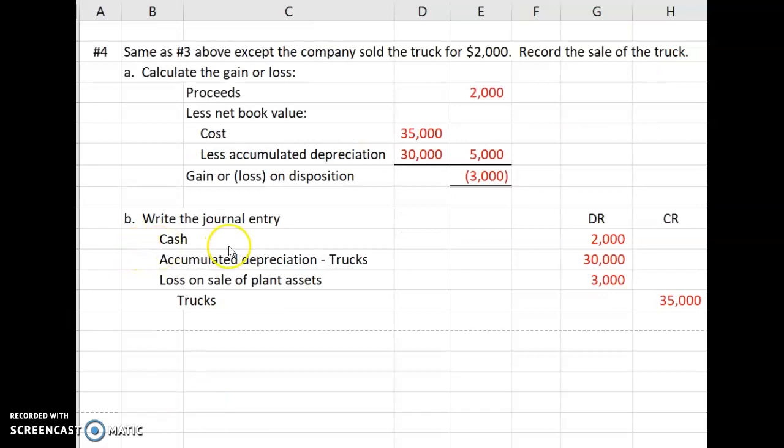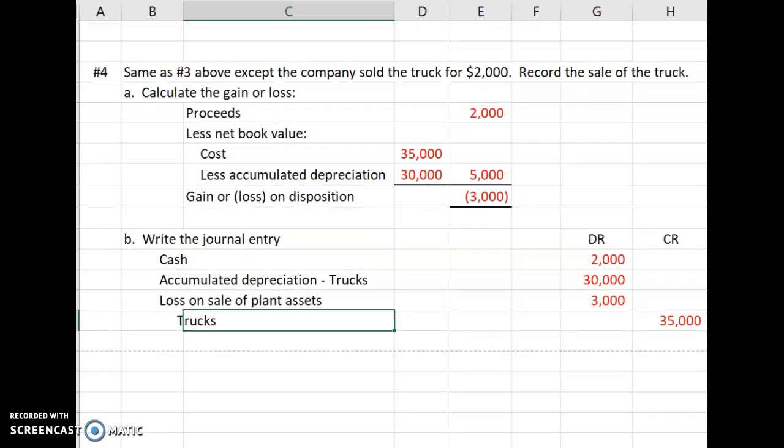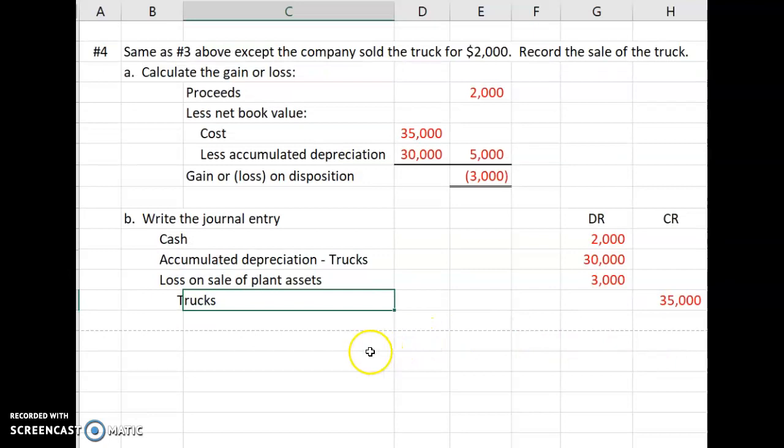So the journal entry is debit cash for the cash that we received, debit the accumulated depreciation of $30,000, debit loss on sale of plant assets or sale of trucks, $3,000, and credit the asset itself, trucks, $35,000. That's the end of this journal entry.